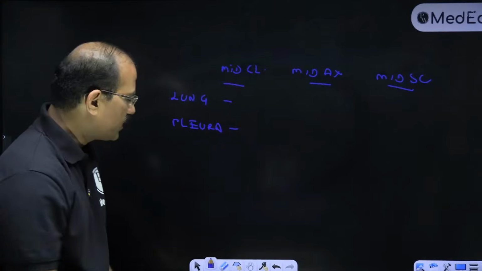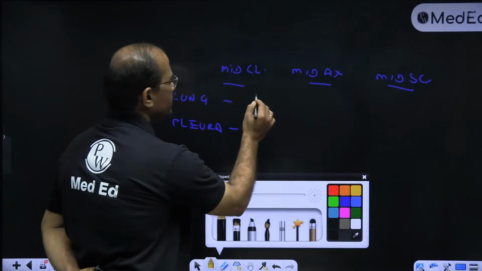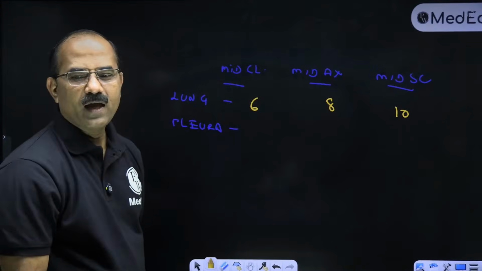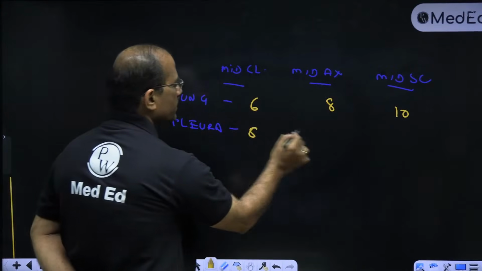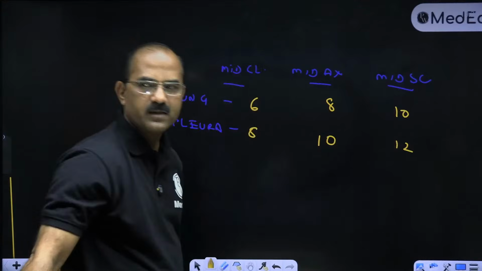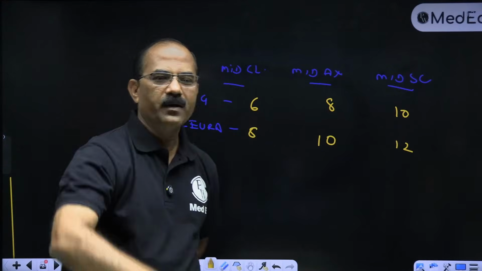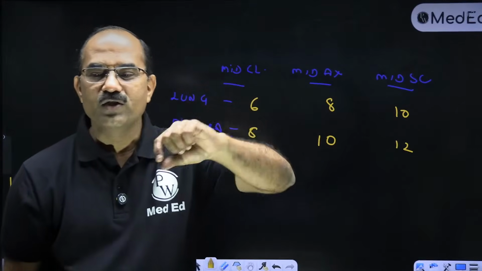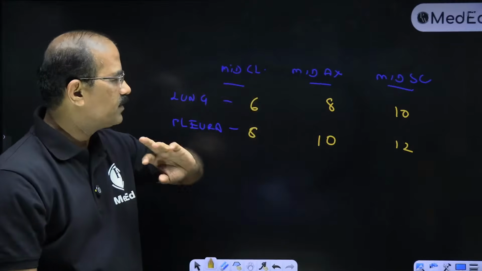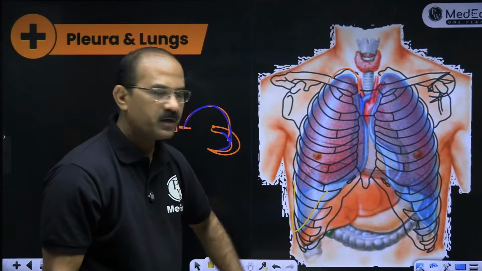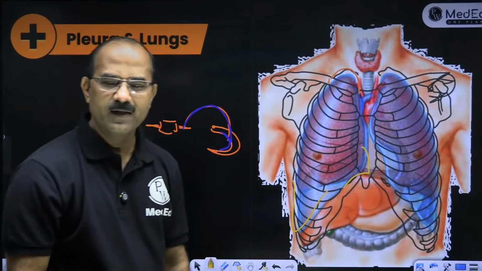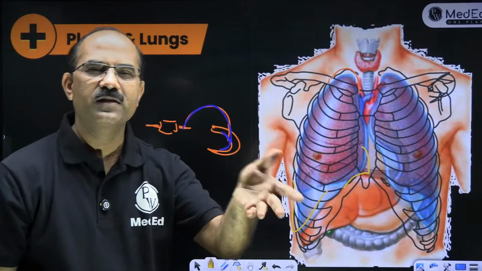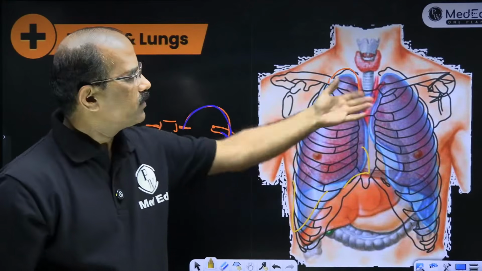So what is the extent of lung? The extent of lung is the 6th rib, 8th rib and 10th rib. 6, 8, 10. And what is the extent of pleura? 8, 10 and 12 ribs. Remember this: 6, 8, 10 and 8, 10, 12 ribs. Remember the costodiaphragmatic recess and costomediastinal recess. This is very important. These recesses are formed. There is one practical series lecture after the FARRE series, and we'll see that there.